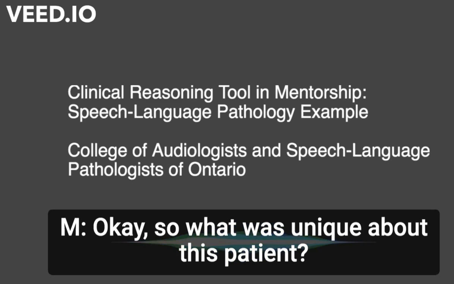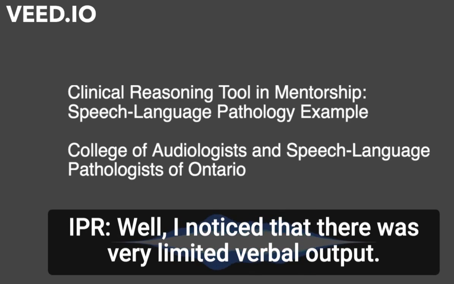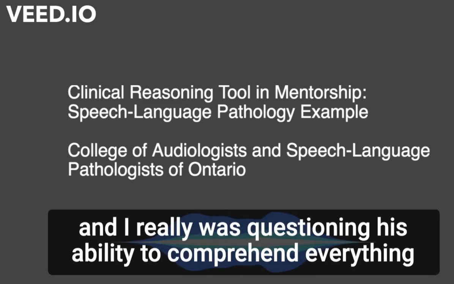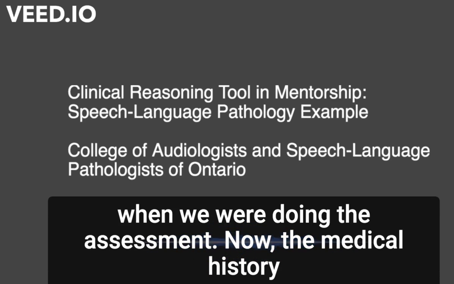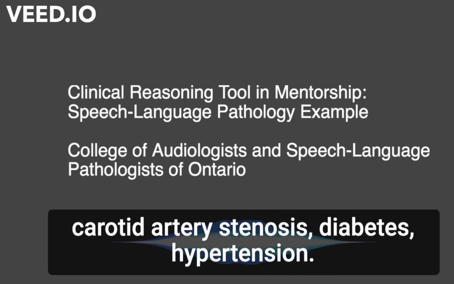Okay, so what was unique about this patient? Well, I noticed that there was very limited verbal output, and I really was questioning his ability to comprehend everything when we were sort of doing the assessment. Now, the medical history included a carotid artery occlusion, right internal carotid artery stenosis, diabetes, hypertension.